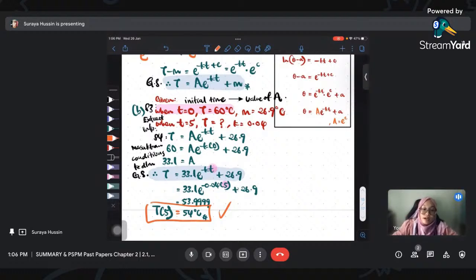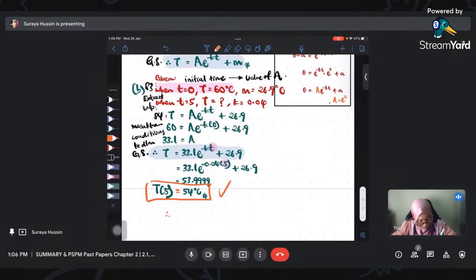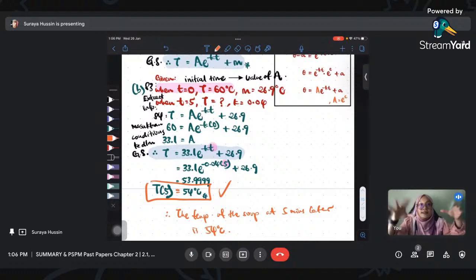Miss, do we need to write the conclusion? You don't have to actually. Tapi kalau you nak tulis conclusion yang panjang, boleh. Tulis je lah. The temperature of the soup at 5 minutes later is 54 degree Celsius. Daripada 60 Celsius is becoming 54 Celsius. You boleh buat. Ikut pada ayat you masing-masing. Okay, tapi bagi saya dah cukup dah cari jawapan.